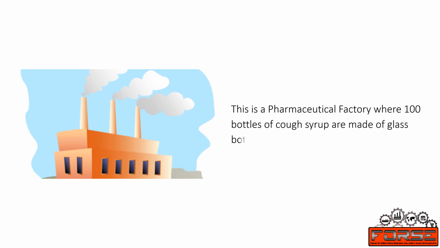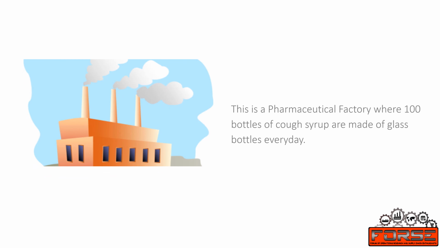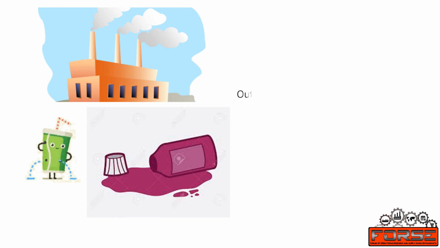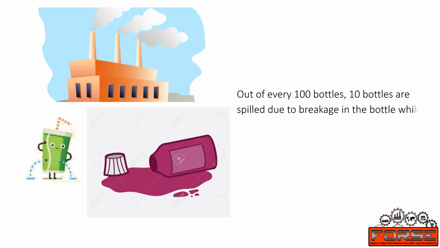To help understand FMEA, let us consider an example of a pharmaceutical manufacturing setup. This is a pharmaceutical factory where 100 bottles of cough syrup are made of glass bottles every day. Out of every 100 bottles, 10 bottles are spilled due to breakage in the bottle while transferring it to filling lines.